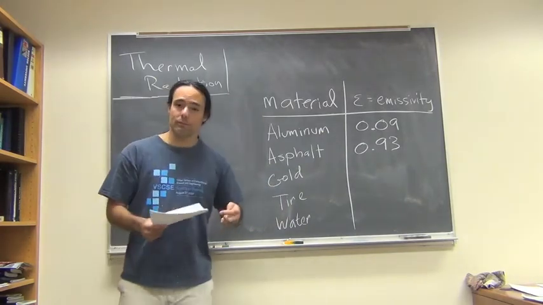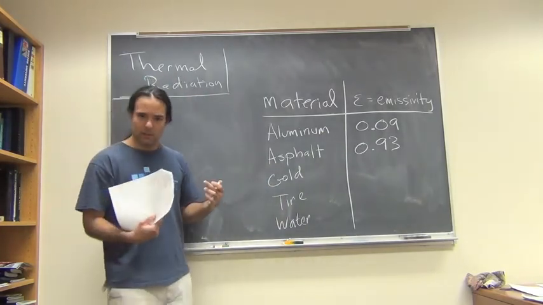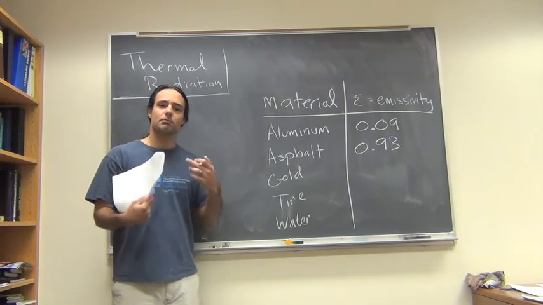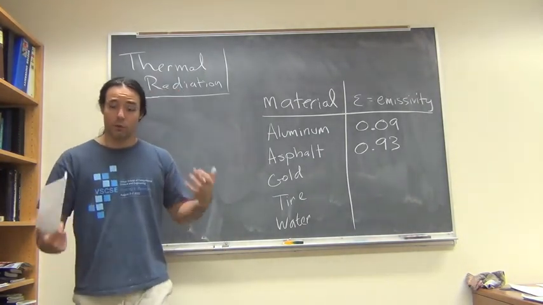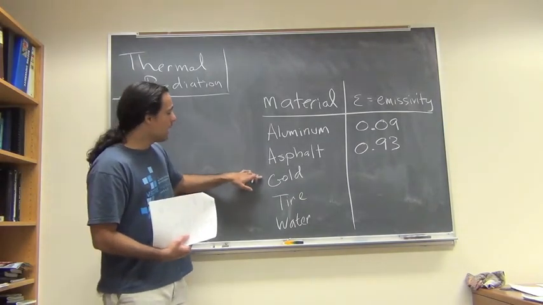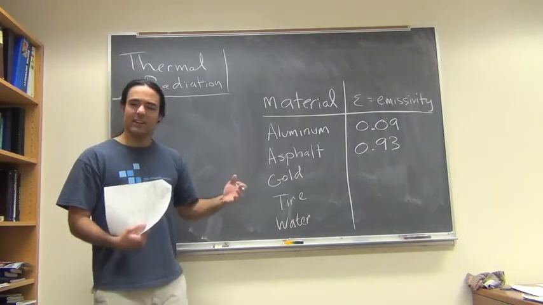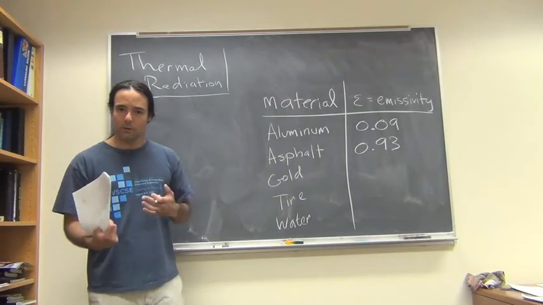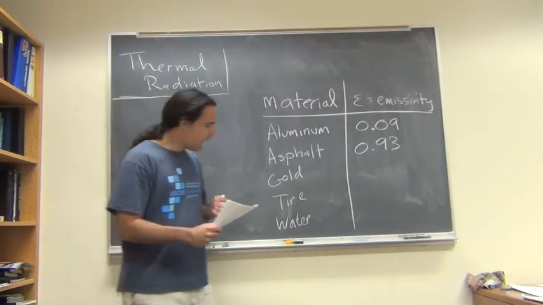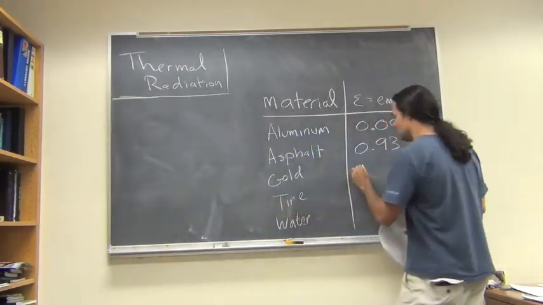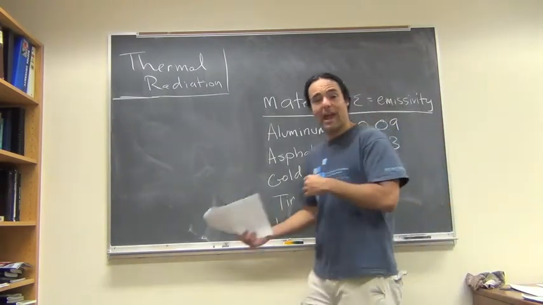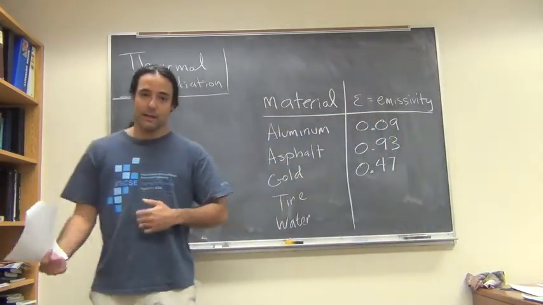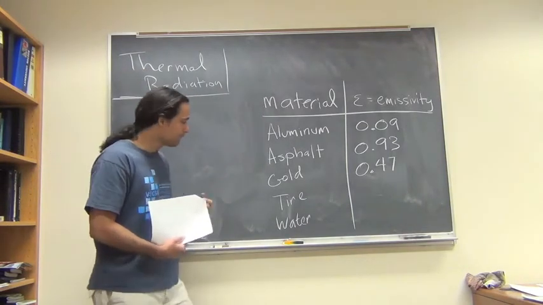What about gold? Kind of shiny. Something, let's see, it's not purely reflective, because it's got some color to it. It's got to be absorbing some colors. But it is kind of shiny. Well, gold is somewhere in the middle. It's about 0.47. It's about halfway between being a perfect black body and not being a black body at all.